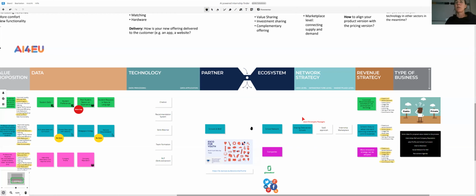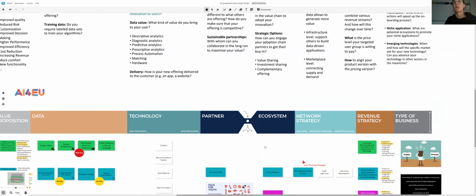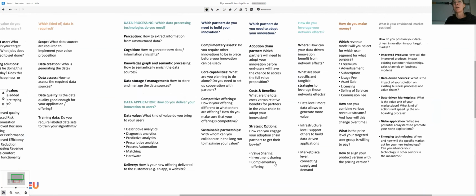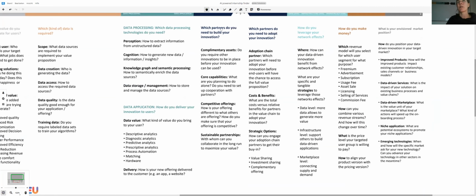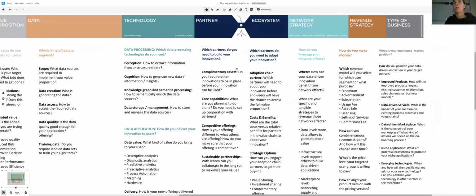So just let me clarify, because we very often have the question, what is the difference between partner and ecosystem? Let's have a detailed look at what we are asking here. We are asking two different questions. On the one side, when we look at the partners, we look at all the partners we need to build our innovation. So it's more on the supply side. Maybe somebody is bringing complementary assets, maybe it's about data, additional data, technologies. And then we try to understand how we establish sustainable partnerships with them.